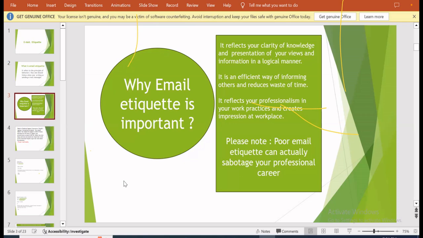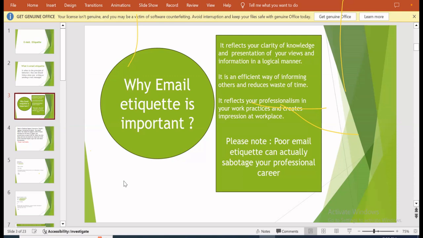It reflects your clarity of knowledge and the presentation of your views and information in a logical manner. Whenever you present in a logical manner, you are actually presenting yourself. I have seen that when two engineers join, even if they are freshers, the one who can write email better and convince the customers is accepted more.